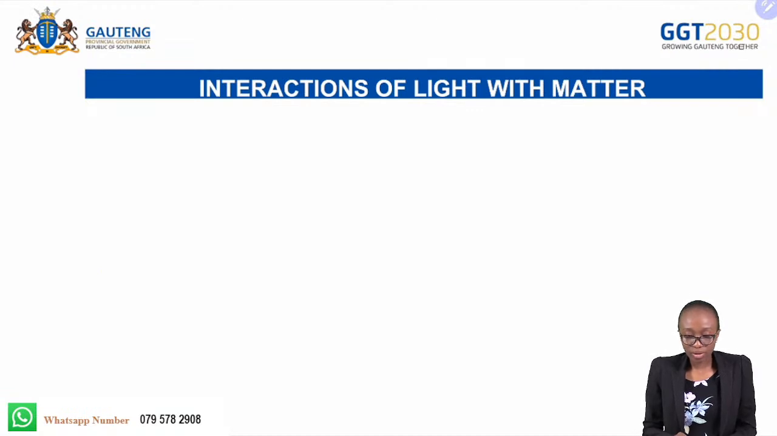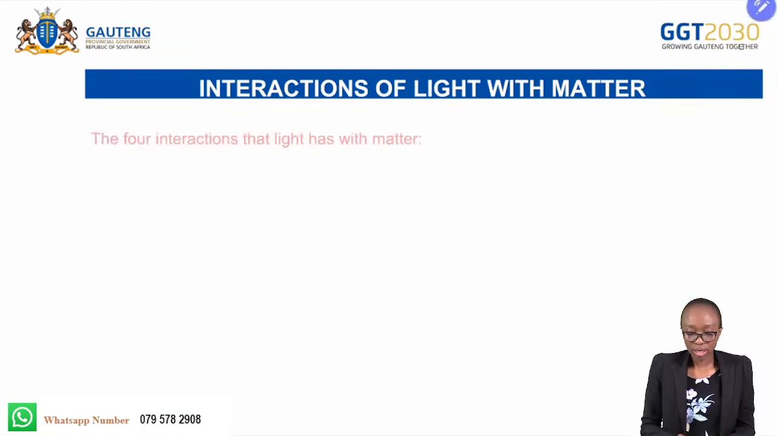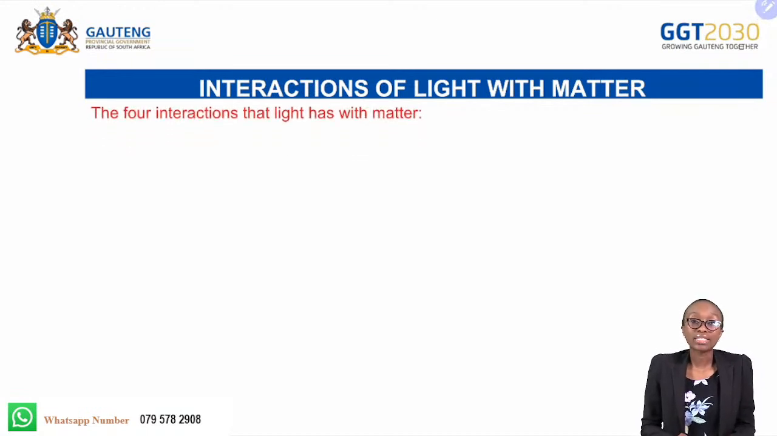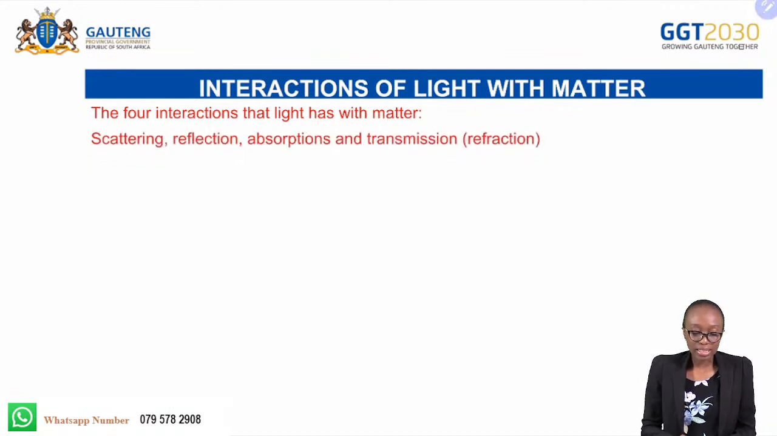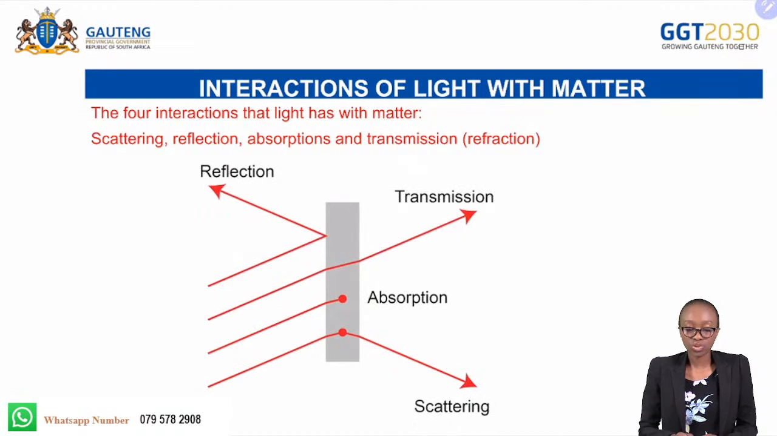So now let's talk about the interactions of light with matter. This is a basic recall, where we're talking about how light reacts with matter. We've been learning about how light interacts with matter throughout the past 4 weeks. There are 4 ways in which light interacts with matter: scattering, reflection, absorption, and transmission, or rather refraction. So what exactly do I mean?